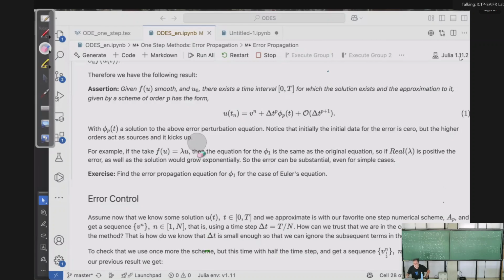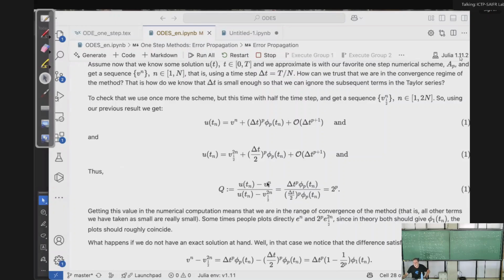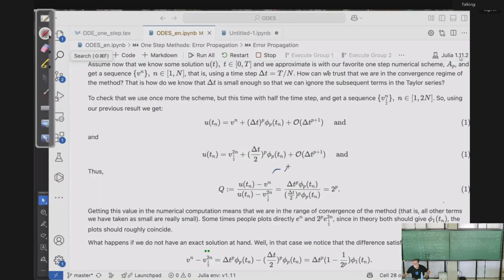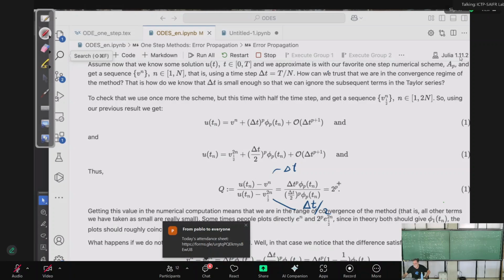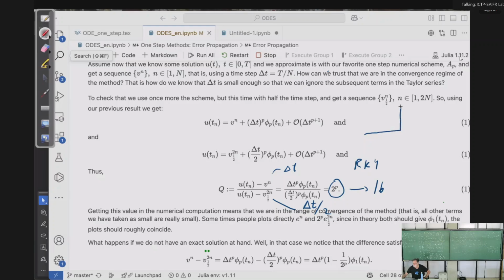And to do that, what we did was to compute this factor q, either using an exact solution and comparing the exact solution with the approximation. This is the solution with delta t, and this is the solution with delta t over 2. So when you use these formulas, you get that this ratio is 2 to the p. So for instance, for Runge-Kutta 4, you expect this number to be 16. And in general, you will see that sometimes it's 16, sometimes it goes up to 32, say.